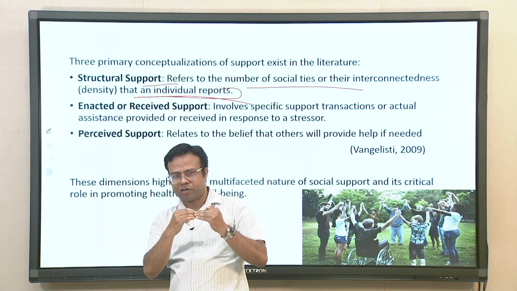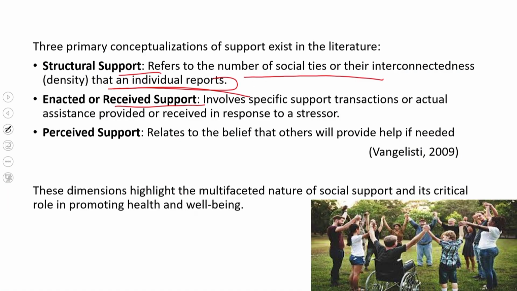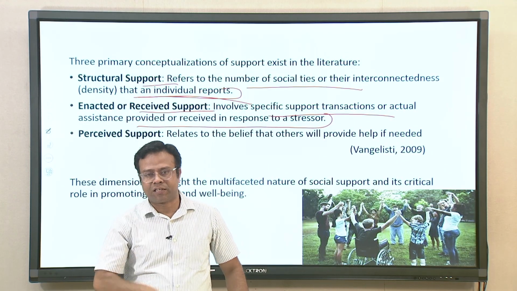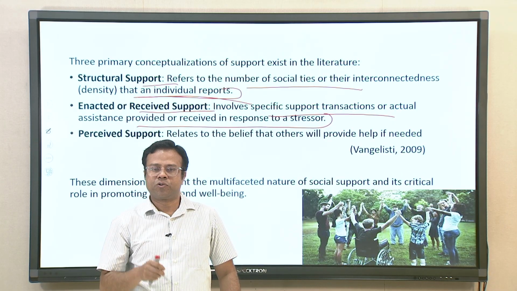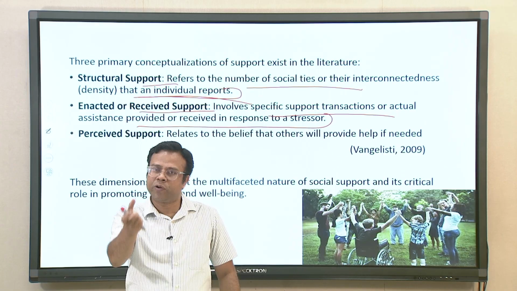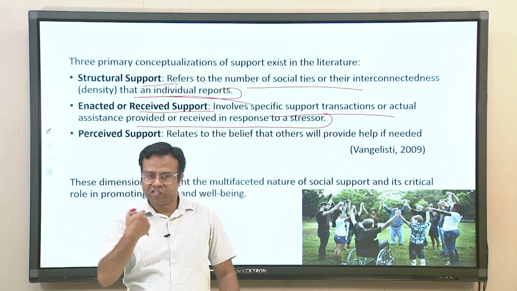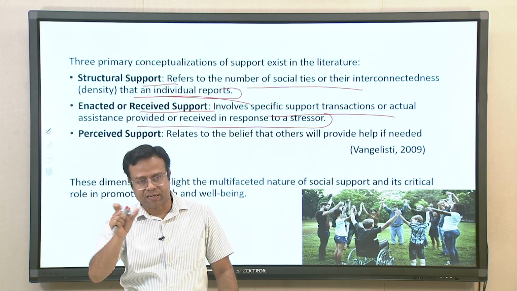There is another aspect of social support called enacted or received support, which involves specific support transactions or actual assistance provided or received in response to a stressor. Enacted support means the actual support that you get whenever you are in a crisis or stressful situation. The actual help that you receive when you have a stressful situation is called received support or enacted support.